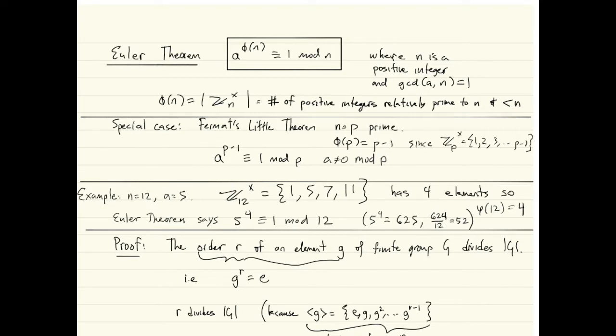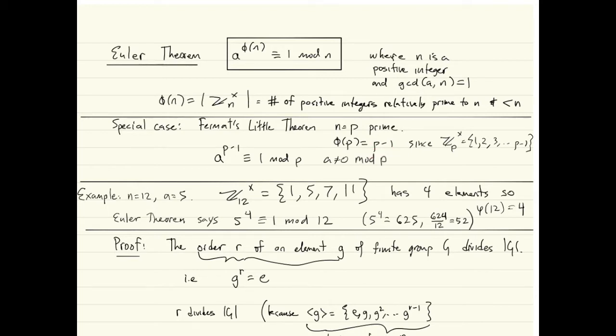Now, a special case of this theorem is a theorem we've seen before called Fermat's little theorem. This is the case where n is chosen to be a prime number, call it p. And then it's a little bit easier to see what phi of p is when p is prime. It's simply p minus 1. Why? Because Zp cross is 1, 2, 3 all the way up to p minus 1. So there's p minus 1 elements. And so the size of this group Zn cross is p minus 1.